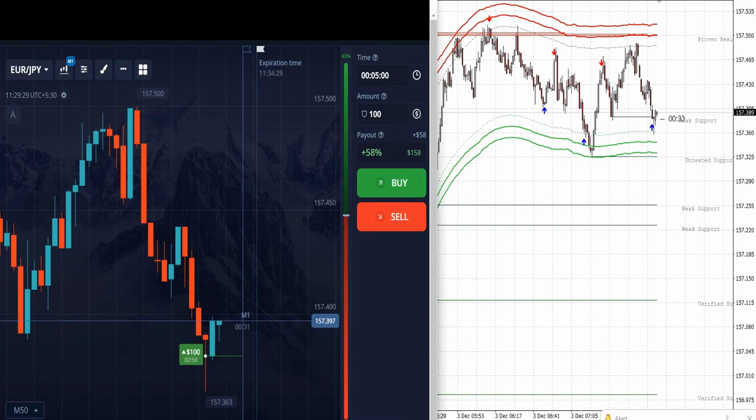That's why I confidently placed a buy trade with a 5-minute expiry on the 1-minute time frame, strictly following the system.